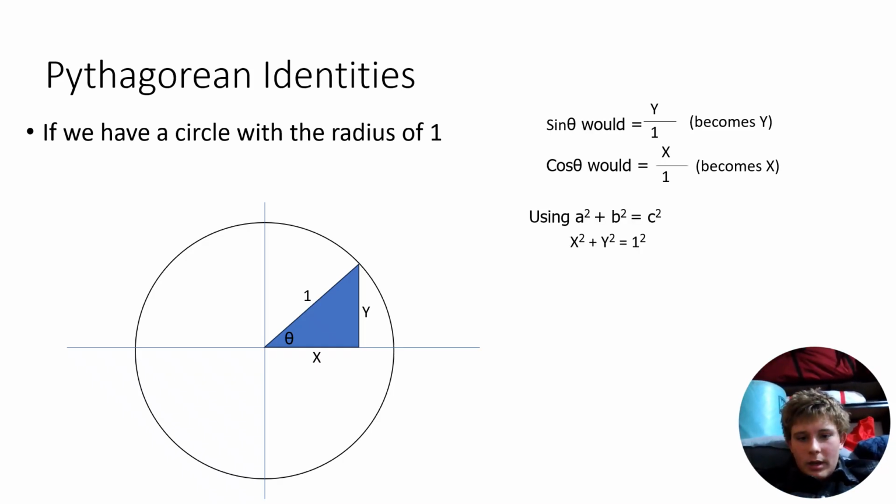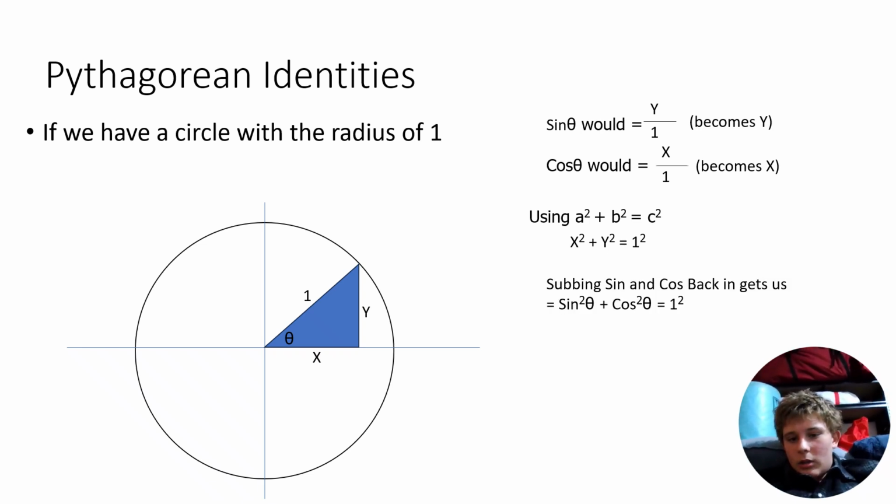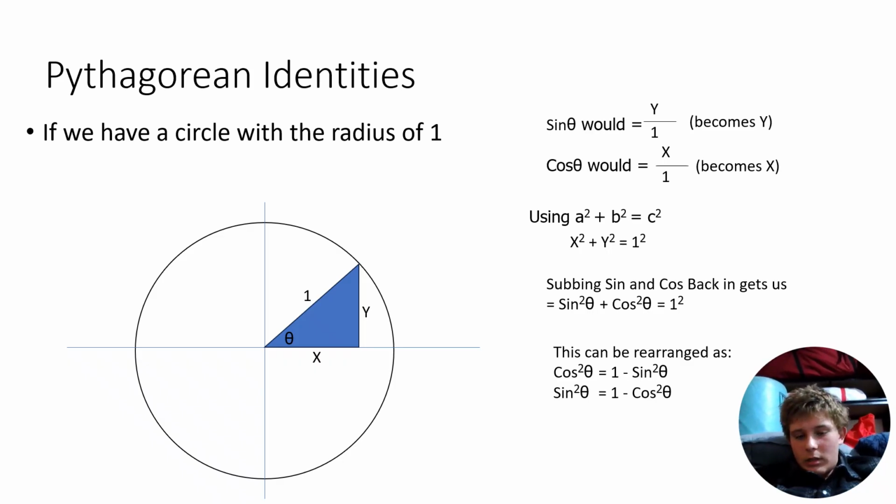Now if we use Pythagoras, a squared plus b squared equals c squared, so x squared plus y squared equals 1 squared. Then if you sub sine and cos back in, that gets us sine squared plus cos squared equals 1. Now this can be rearranged as cos squared theta equals 1 minus sine squared theta, or sine squared theta equals 1 minus cos squared theta. It can also be rearranged in different ways, depending on how it's rearranged.